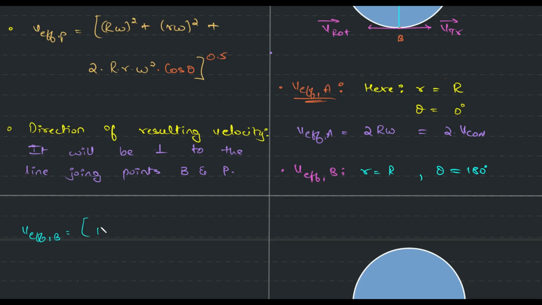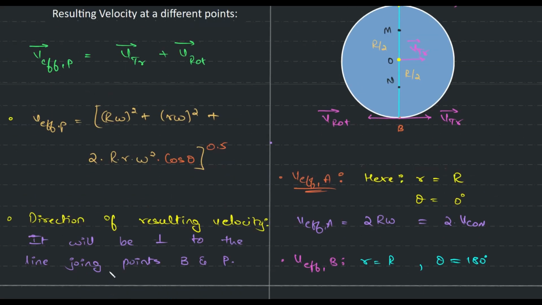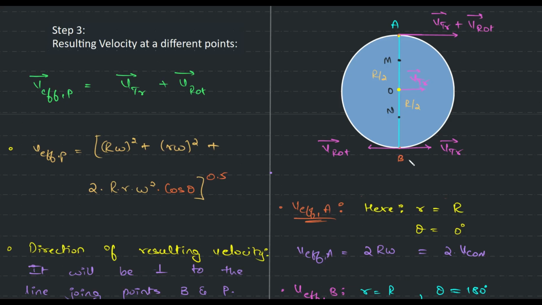So V effective at point P is equal to root of R square omega square plus R square omega square plus 2 R square omega square cos 180. There's a bit of math over here, that's why I'm writing this. And cos 180 is minus 1. So this entire thing will cancel out, and this is 0. This value will be 0 meters per second. And this value is 2 V com.